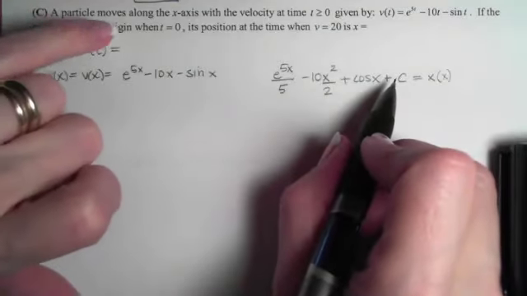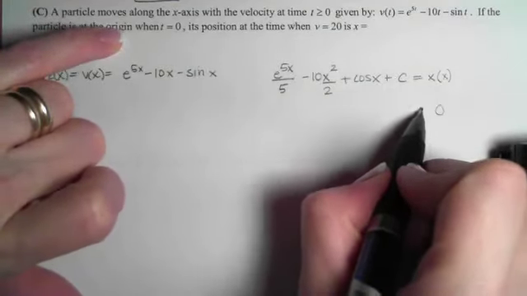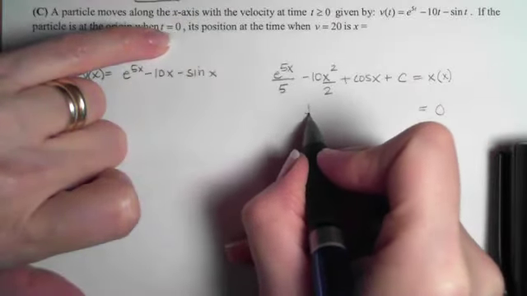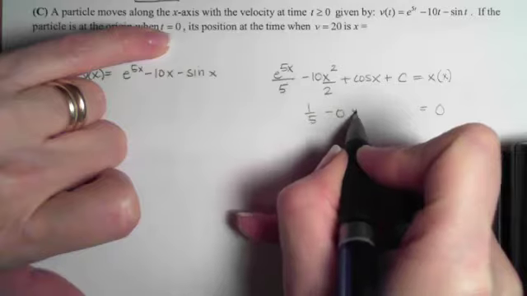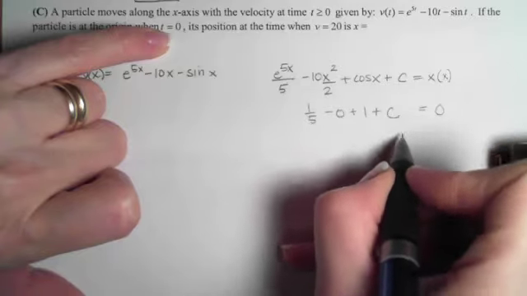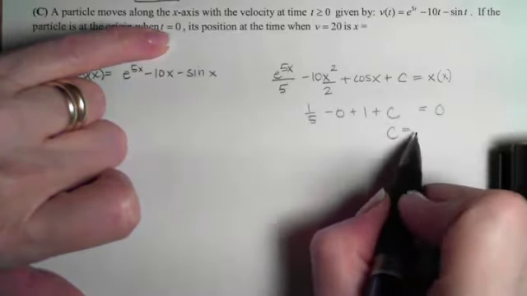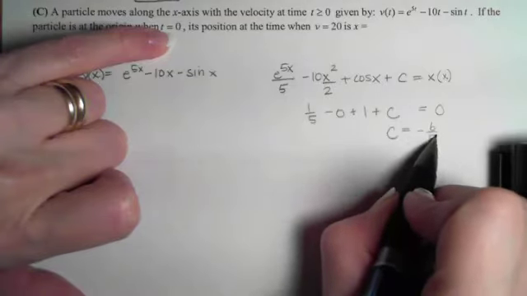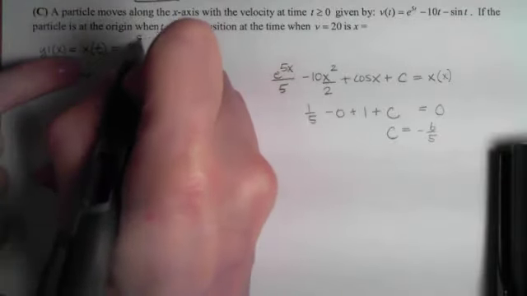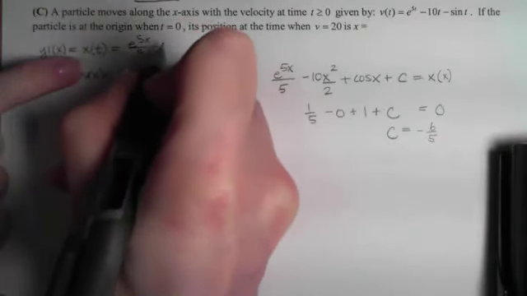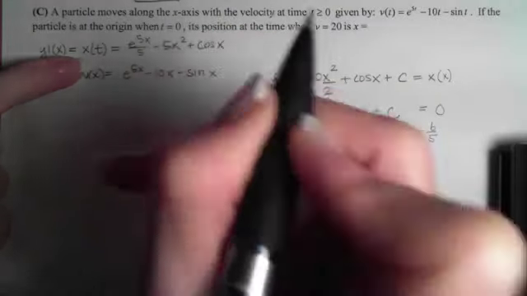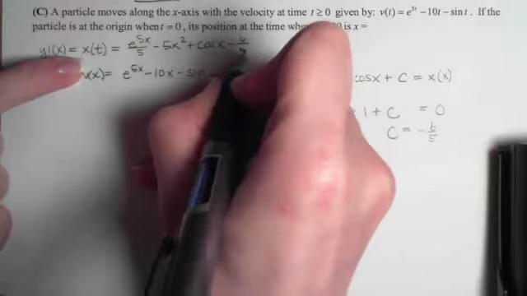To find the c, we know that we are at the origin, so position is 0 when time is 0. So I can plug in 0, I get a 1/5 minus a 0 plus a 1 plus a c. So c is going to be negative 6/5. I can come up and write my position function will be e to the 5x over 5 minus 5x squared plus the cosine of x minus 6/5.